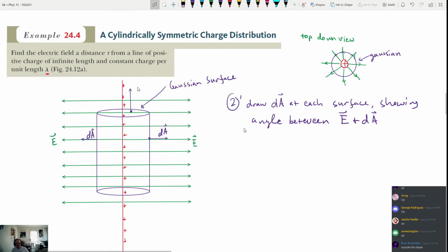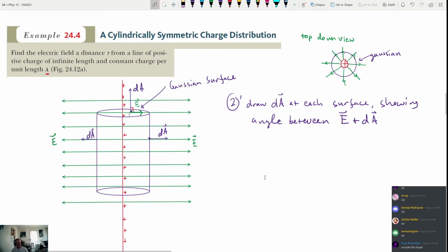Okay, so that's dA. And of course, here was my electric field. What I'm going to do here is draw another arrow right here just to indicate that that's the electric field, to be really clear. So my electric field vector at that point is going to go this way. And now we have a situation where the angle between the two of them is 90 degrees.